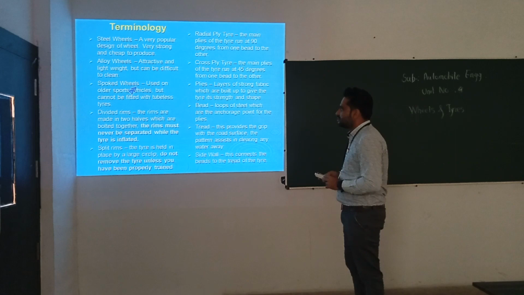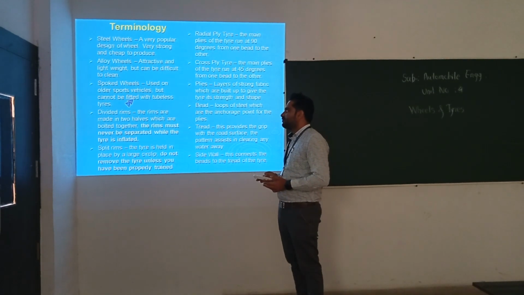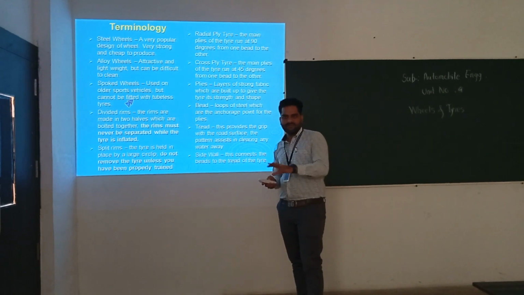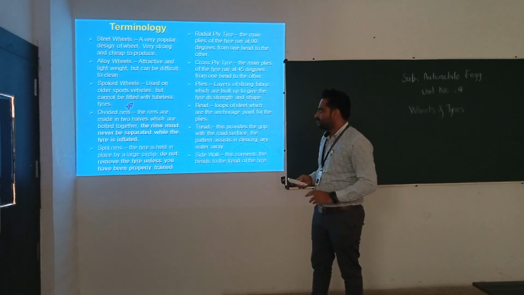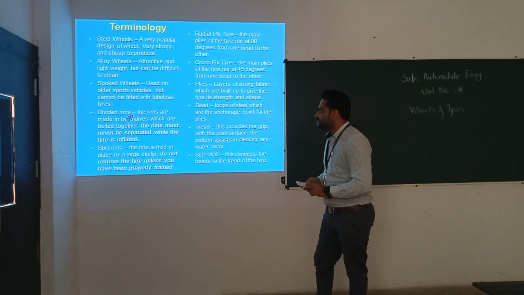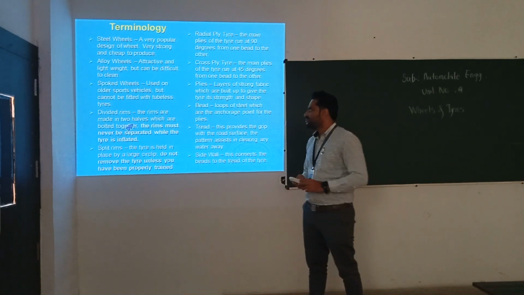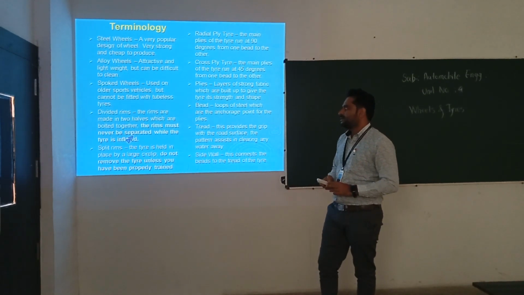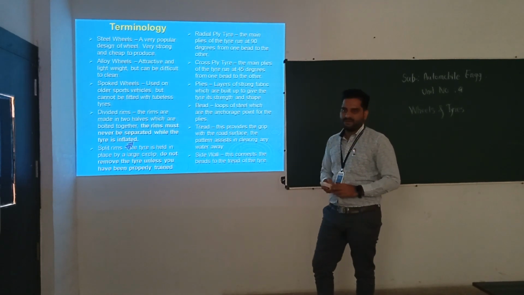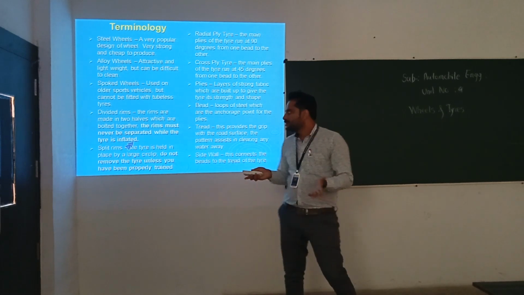Next, spoke wheels are used on older sport vehicles but cannot be fitted with tubeless tires. They are also preferred for two-wheelers. Okay. Divided rims: the rims are made in two halves which are bolted together. The rims must never be separated while the tire is inflated. If the tire is inflated on the wheel, the rim cannot be separated.